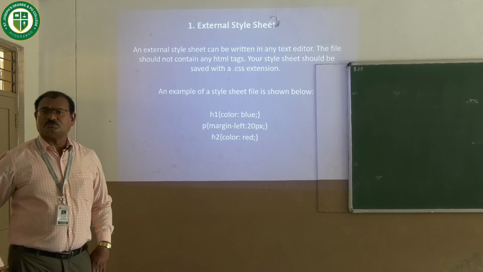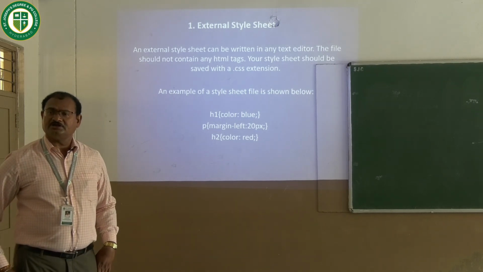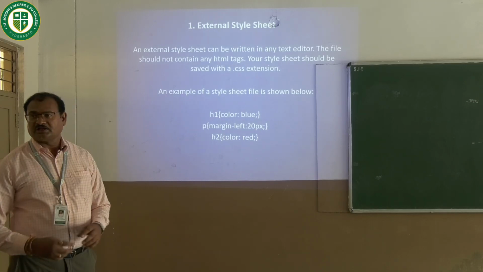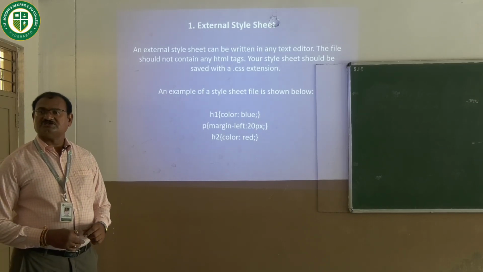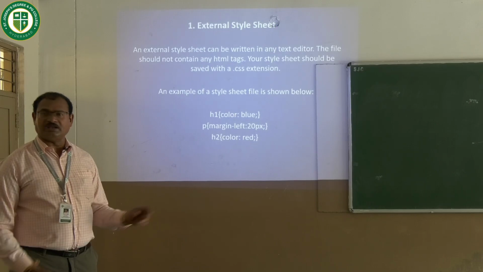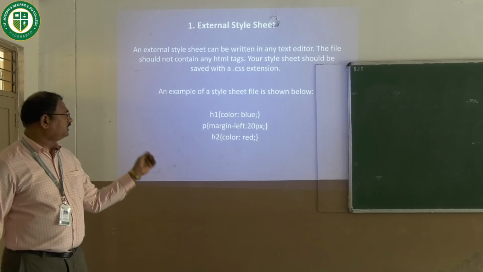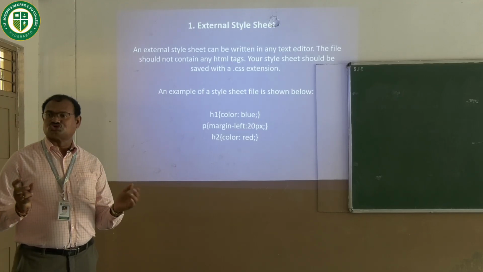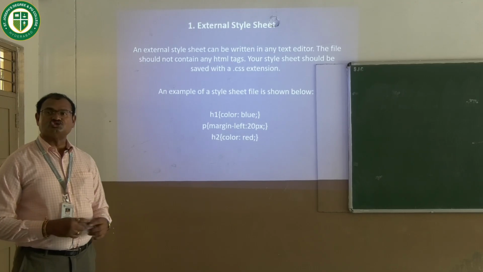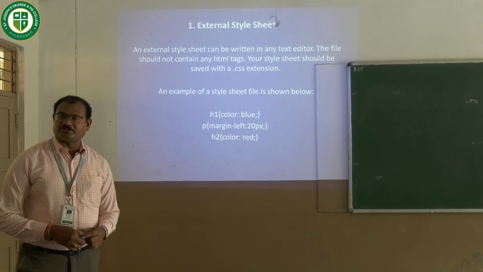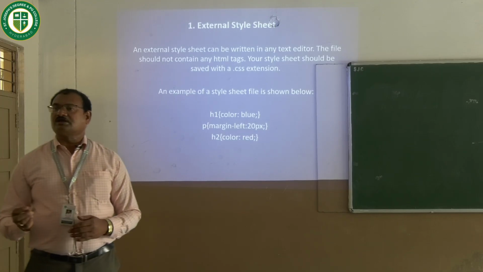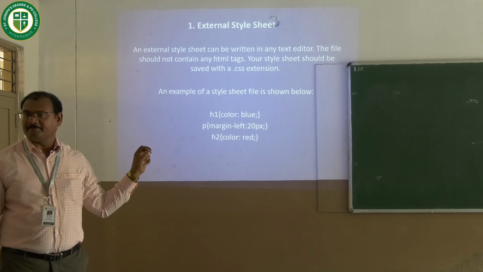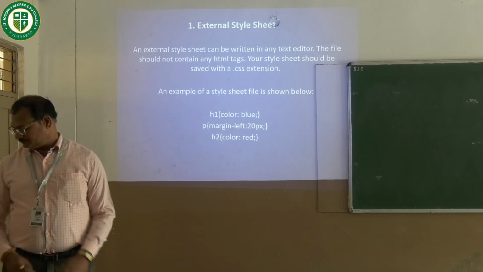Here h1 is the element, and for that element you are defining the styling rule. What is the styling rule you are defining? The color of the text is blue. And what is the styling rule you are defining for the p element in the HTML document? Margin left should be 20 pixels. And another rule is what? You are defining a styling rule for the h2 element, that the color of the text should be red. So these are the three styling rules that we are defining in the CSS file.